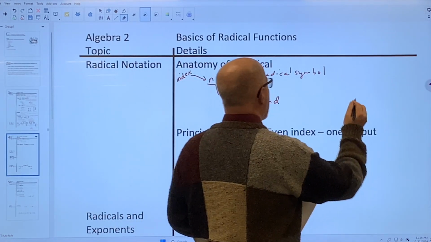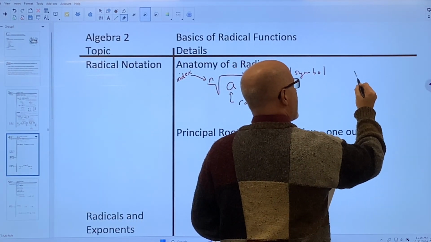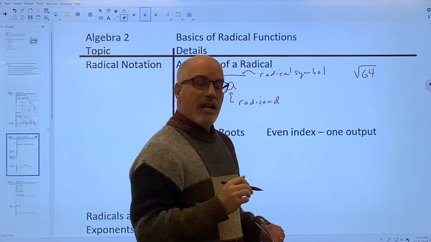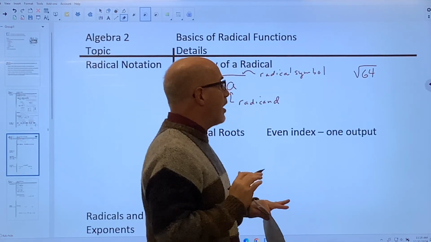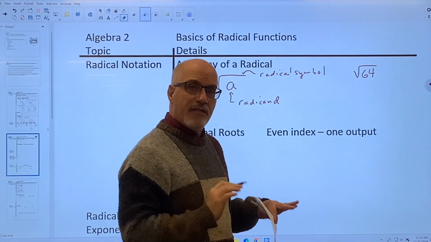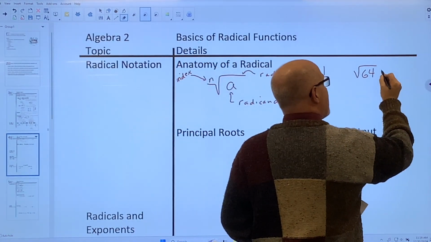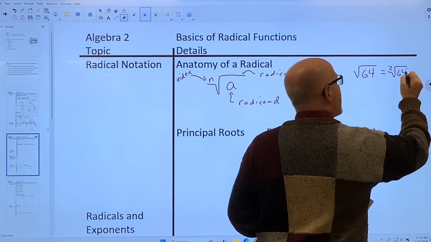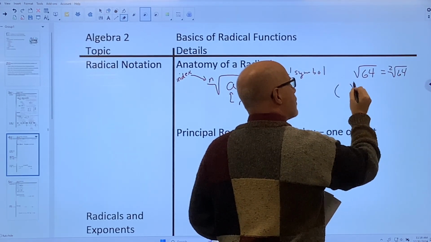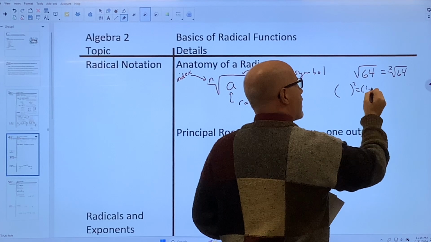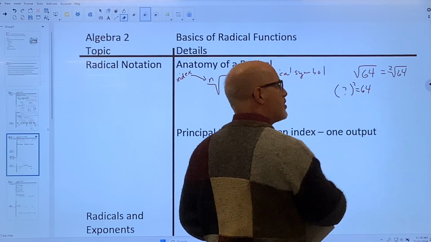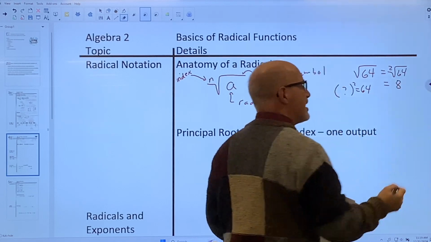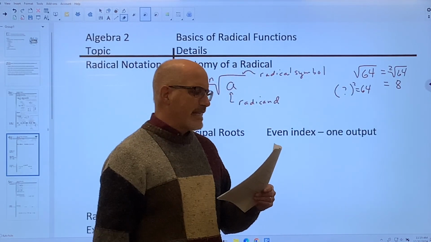So when we look at a couple different examples, if we have this square root of 64, you have to know that because you've used this so much, you might have forgotten that this really means the square root of 64. We want to know what squared equals 64. That's the answer to that question. So the square root of 64 is just 8, because you square 8 to get that.